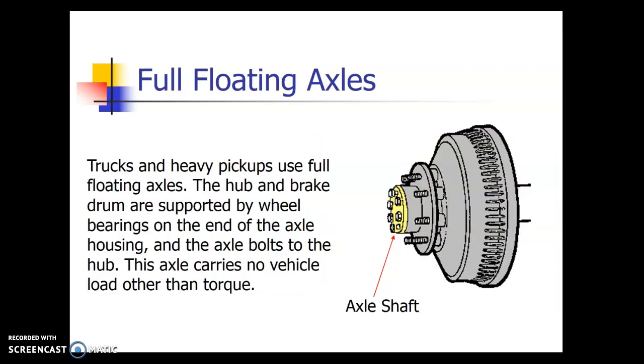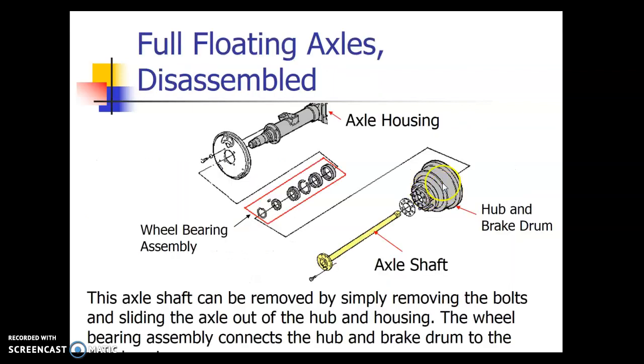Now, by contrast, with a full floating axle, as you see in this picture, the axle shaft is bolted in right here and it can slide right out. So you unbolt all of this and the whole thing slides out, which means the weight of the vehicle is not on the axle. So the weight of the vehicle kind of goes through this hub, basically, and the bearings are on the axle. So let me show you another takeaway here.